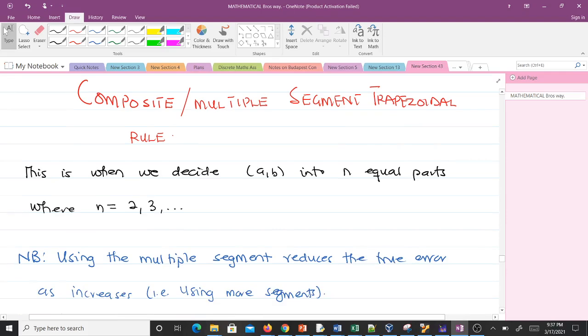So this is when we decide to divide our interval AB into n equal parts. So it should be equal parts, where n can be 2, 3, to any natural number. When n is 1, then we have the single segment. That's why we are starting from 2.